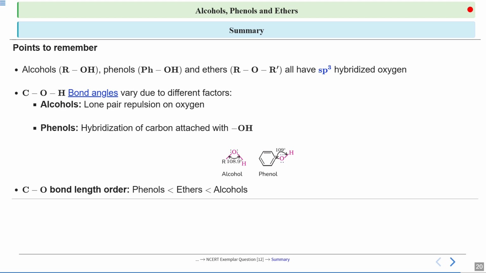Now, the CO bond length order, as we have seen: the CO bond length in alcohols is largest. Then come the ethers, which are similar to the alcohols, and the lowest is in phenols. Why? Because in the phenols, there is partial double bond character due to the conjugation of unshared electrons of oxygen, which makes the bond length shorter in the phenols compared to ethers and alcohols. So this is the order of bond length of the CO bond in the alcohols, ethers, and phenols.